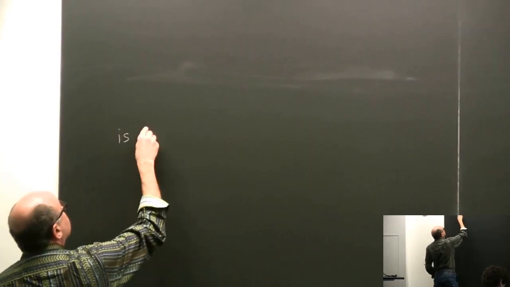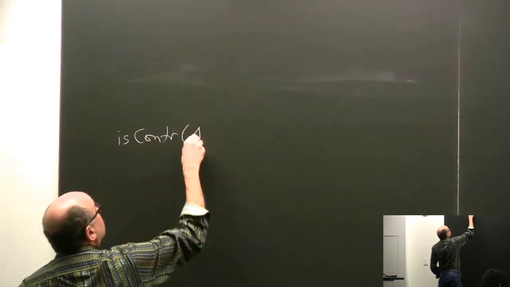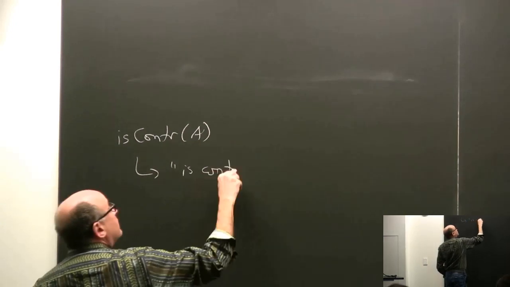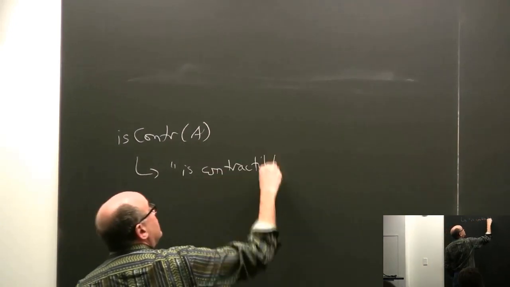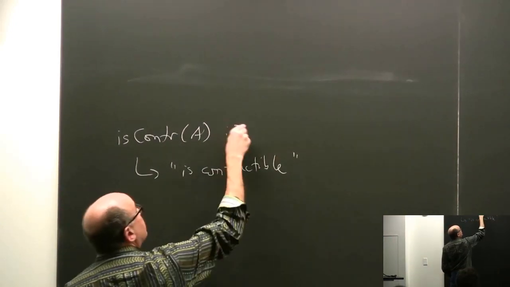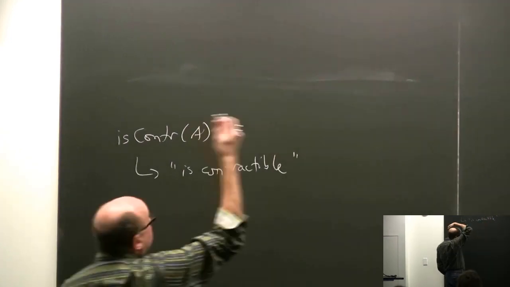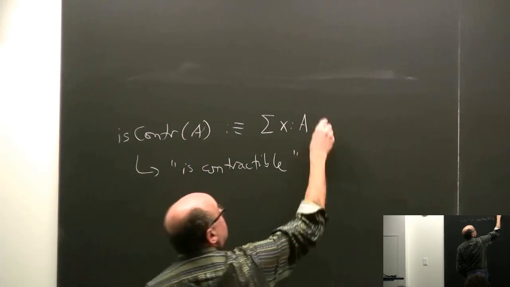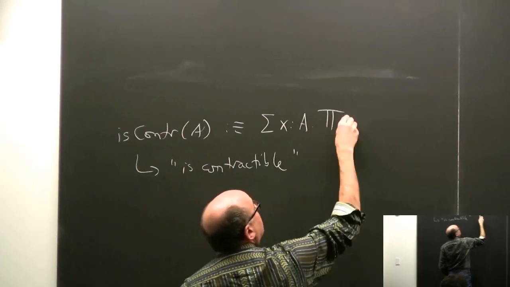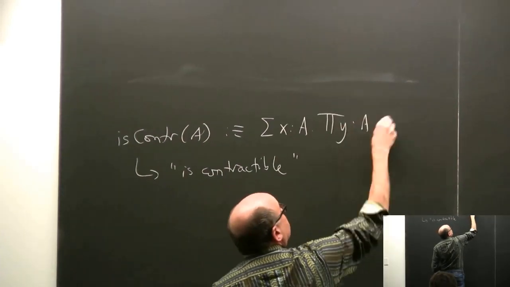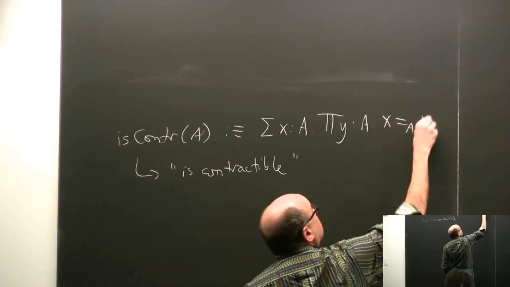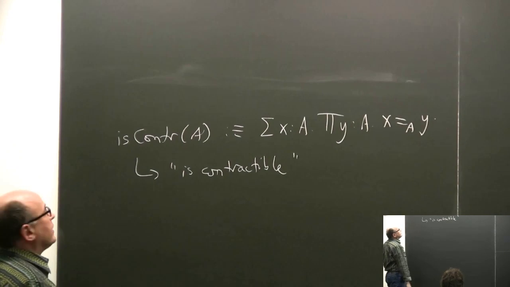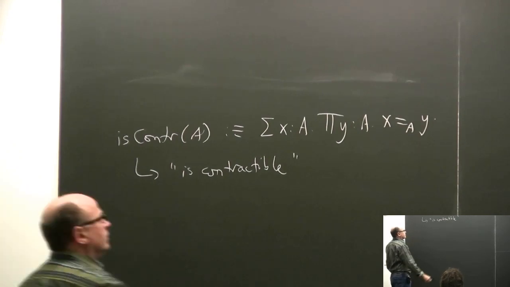So let me mention a couple of things about contractibility. The terminology is contractible, and I just want to point out something about this. We define that to be that there is a point in A such that for every other point in A is equal to it. Okay? So this is just our definition of what contractibility is, this notion of contractible.